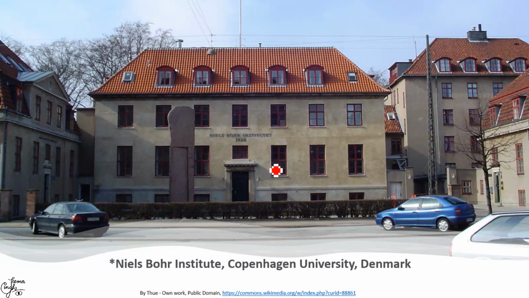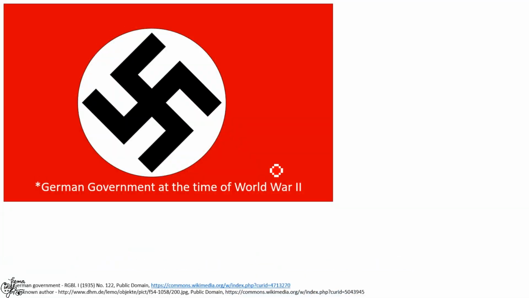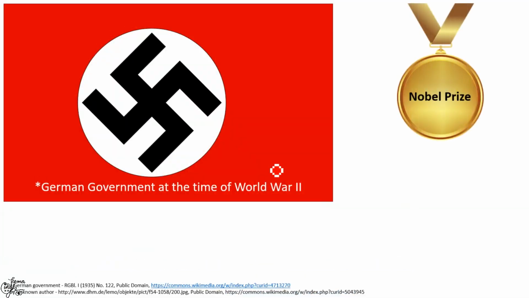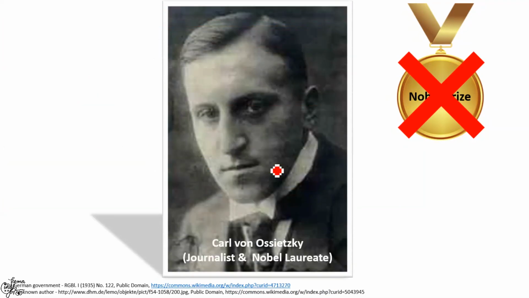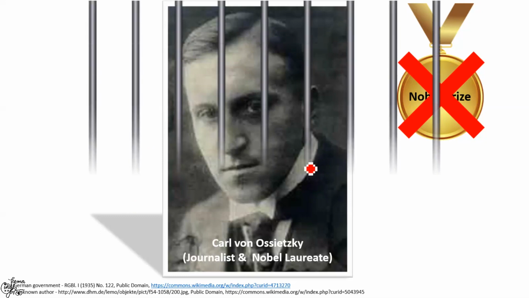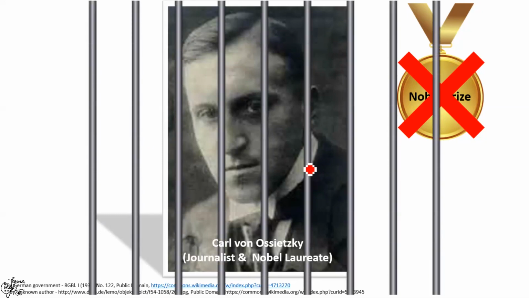This was because the German government had prohibited Germans from accepting or keeping any Nobel Prize after a German journalist and peace activist, who was awarded the Nobel Peace Prize in 1935, was jailed on charge of treason and espionage, that is, spying.